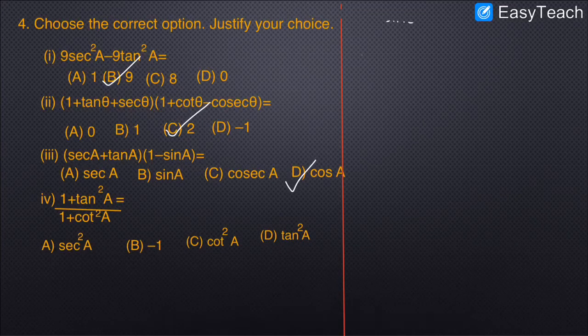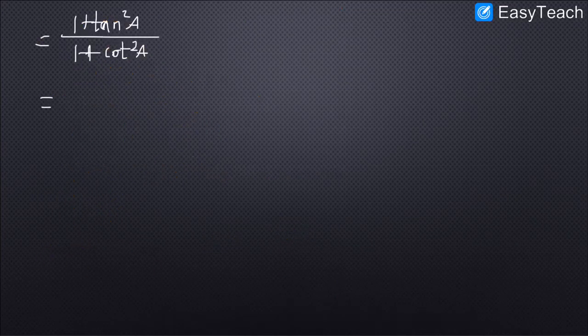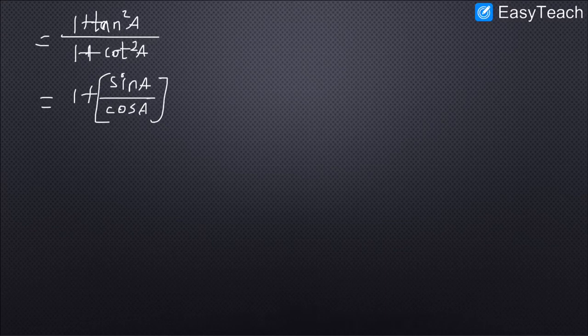Let's do the fourth one. 1 plus tan square A by 1 plus cot square A equals, again 4 options. Let's substitute the trigonometric functions. For tan A, we know sin A by cos A. So the whole square.